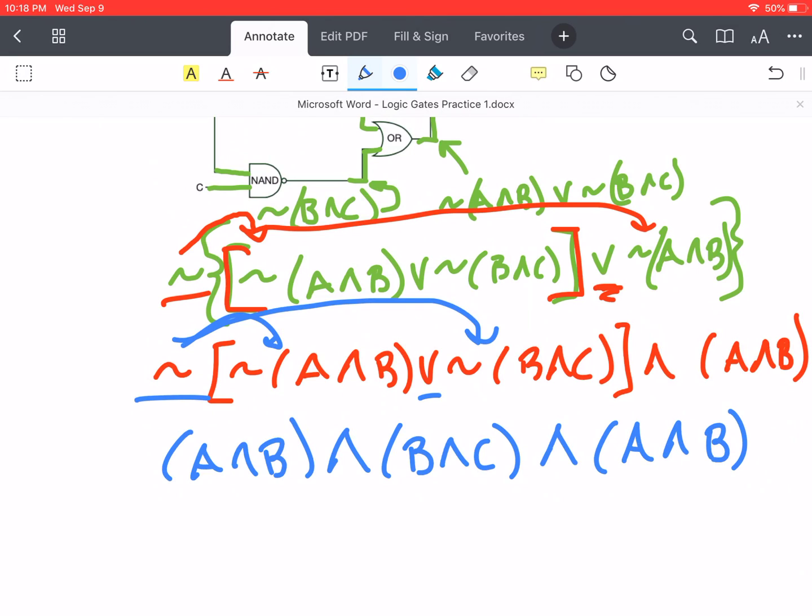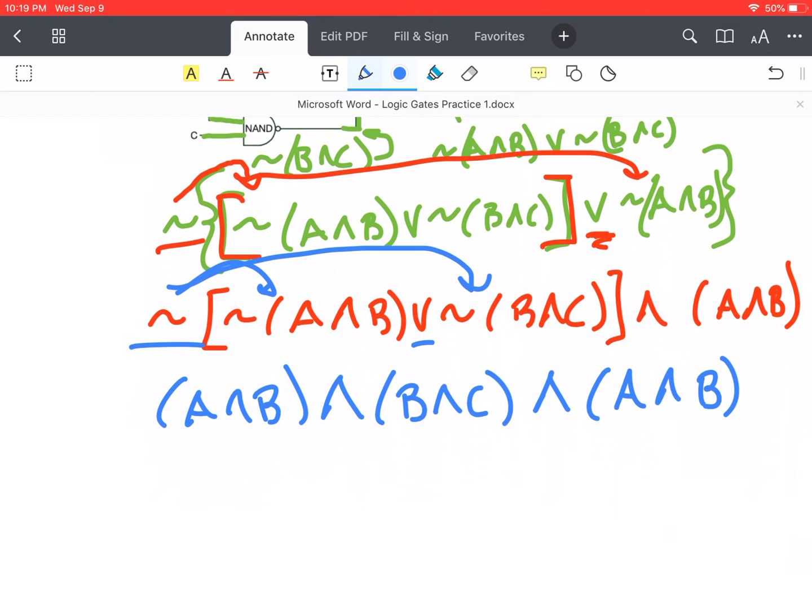So this is kind of an interesting one. If we really look at what's going on here, for A and B to be on, they both have to be on. For B and C to be on, they both have to be on. And for A and B to be on, again, it's already on, so it's kind of redundant. So what this problem really looks for is when are A, B, and C all on. So we can really simplify this one.